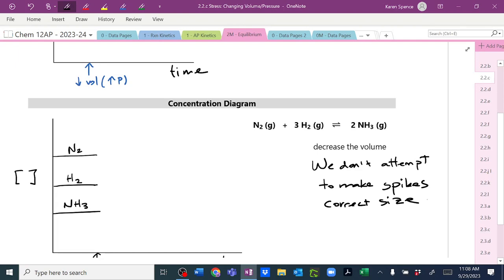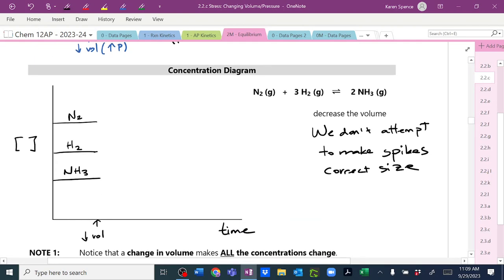Nobody's going to ask you this on the AP test. But actually, that's not true. They will give you some diagrams like this, and they'll say, what was the stress, or could you show what happens to the concentration? So yes, it will be a concentration diagram. Now, we don't even attempt to make them the right size. They're going to spike.